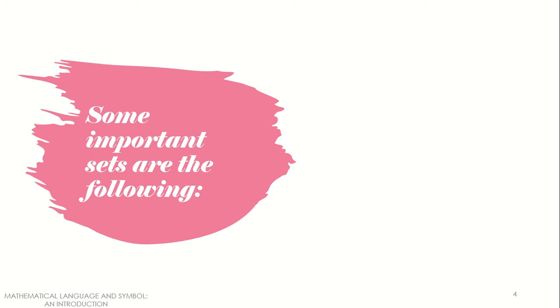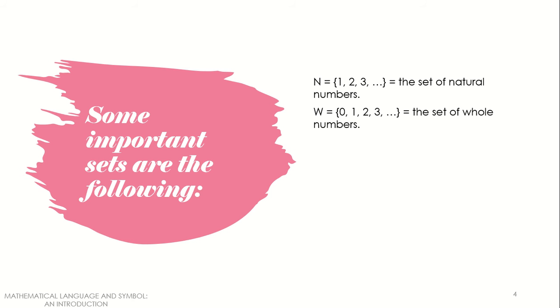Some important sets are the following. The set of natural numbers. We have 1, 2, 3, and so on and so forth. Next is the set of whole numbers. Start with the 0, then 1, 2, 3, so on and so forth.